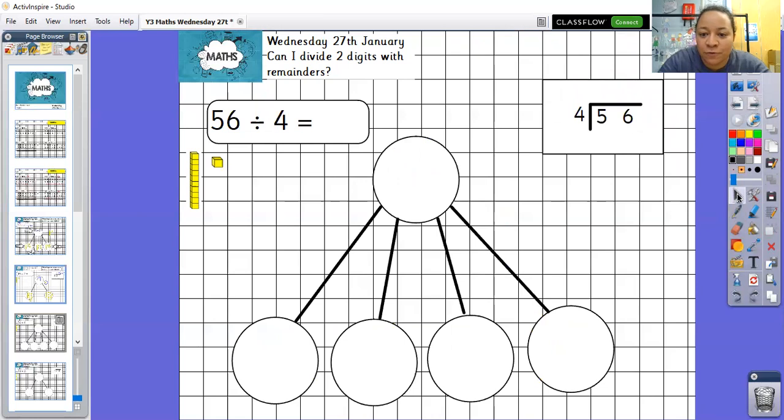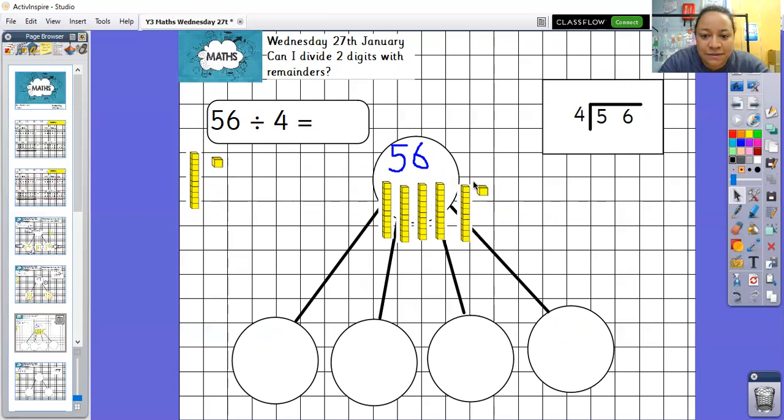Oh, 56 divided by 4. So straight away, I'm going to write in my 56. There we go. And then I'm going to build my number. So I need 5 tens to make 56. 1, 2, 3, 4, and 5. And then did you spot how many ones I needed? I need 6. So 1, 2, 3, 4, 5, and 6. I'll do the same as I did before, where I link the bus stop method with what I'm doing pictorially so that it's really clear.